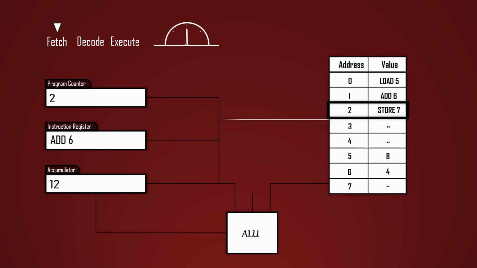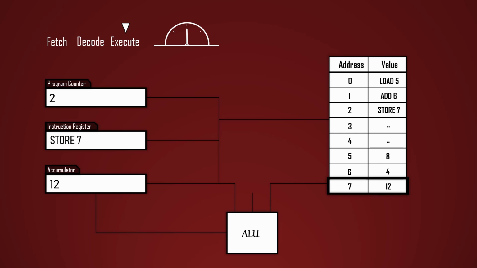address 2. The decode phase begins, and the processor decodes the instruction and makes sense of it. It understands that it must store the accumulated result back to the RAM at address 7. The execute phase begins, the data in the accumulator is copied to address 7 of the RAM, and that's the end of the third cycle. There are no further instructions in the RAM and the processor halts.